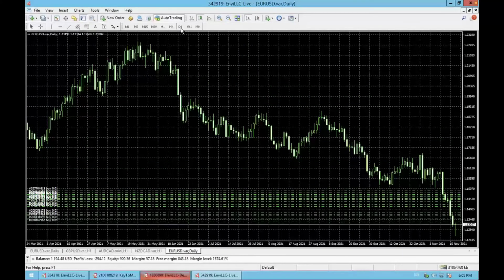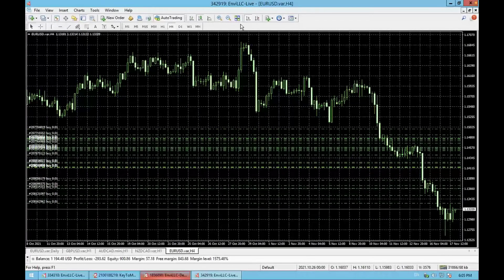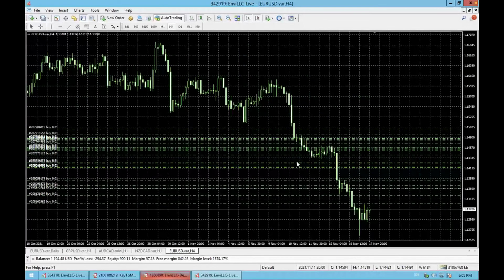And why is that important to do, to manage your account? Because you're not going to have so many trades open up here or down here. But then once the pair starts moving up, you can switch it back to H1.